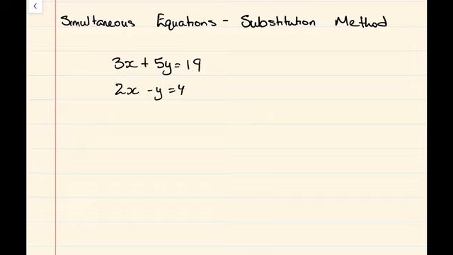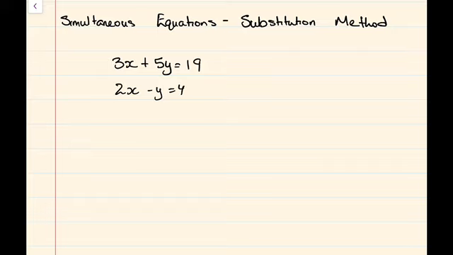So today we are going to continue with solving simultaneous equations using the substitution method. For our first question we have 3x plus 5y is equal to 19 and 2x minus y is equal to 4. Alright, and so remember, our first step in solving these equations is to solve one of the equations for either variable.